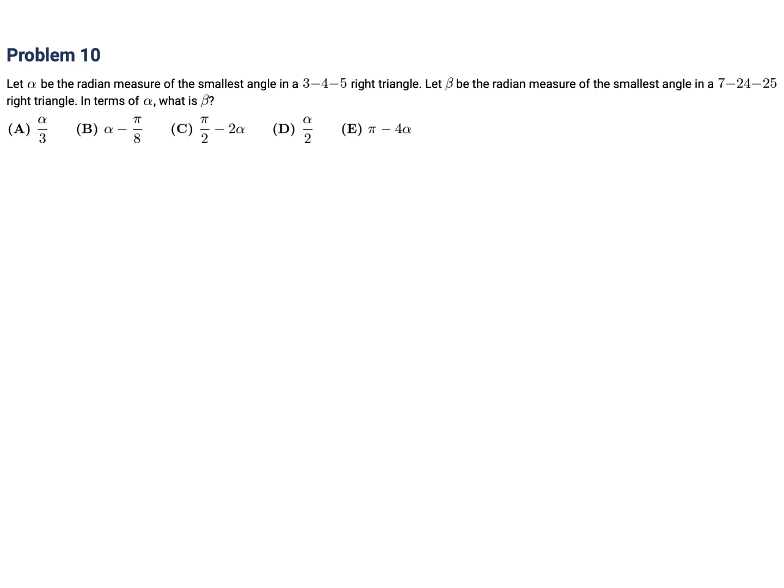Let alpha be the radian measure of the smallest angle in a 3, 4, 5 right triangle. Let beta be the radian measure of the smallest angle in a 7, 24, 25 right triangle. In terms of alpha, what is beta? So let's draw some of those triangles. This will be my 3, 4, 5 right triangle, and alpha goes in there. Then I have another one that is a 7, 24, 25 triangle, and beta is this angle.